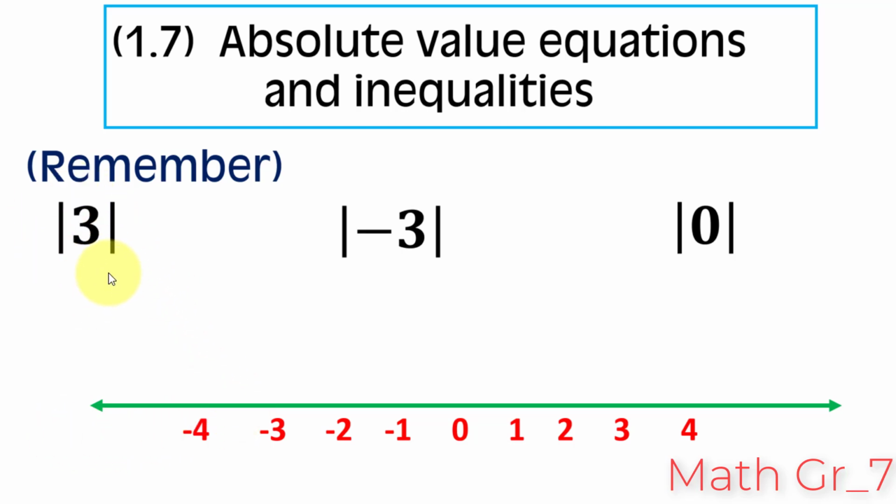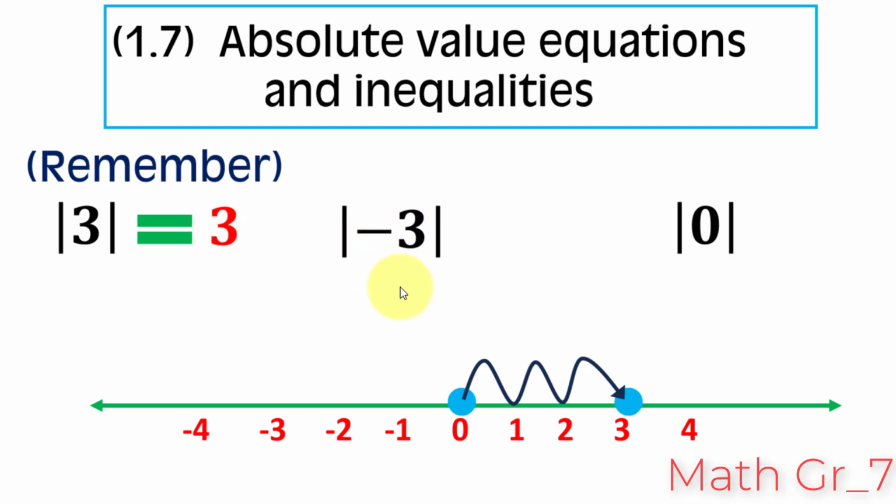Now ask yourself, what is the meaning of the absolute value of 3? How many units, or what's the distance, between 3 and 0 on the number line? Represent 0, represent 3. How many units between 0 and 3? Now we can count 1, 2, 3. So we have 3 units. Now absolute value of 3 equals 3. It's a distance, so it will be positive.